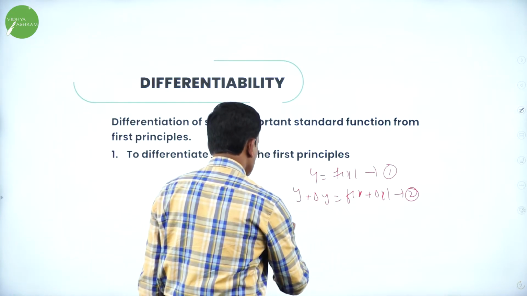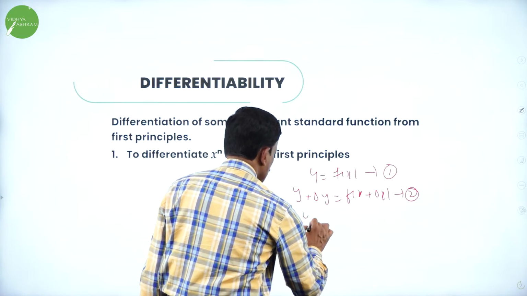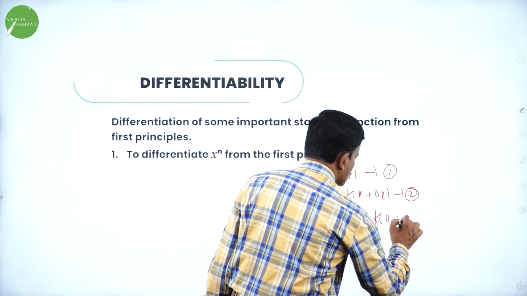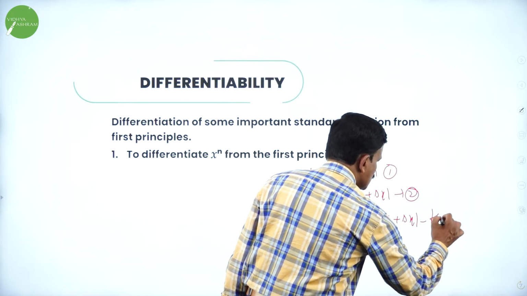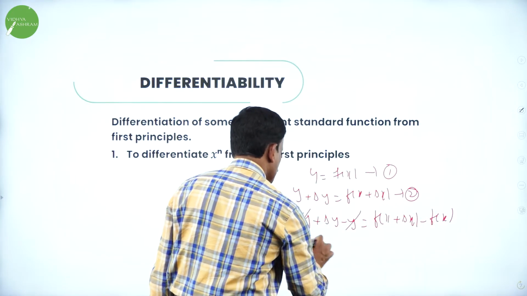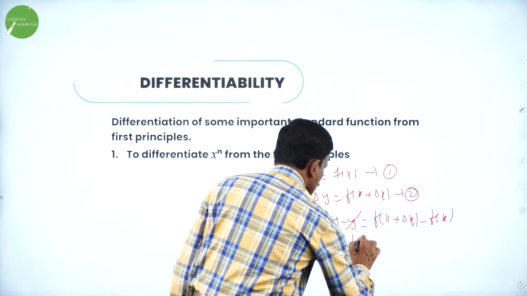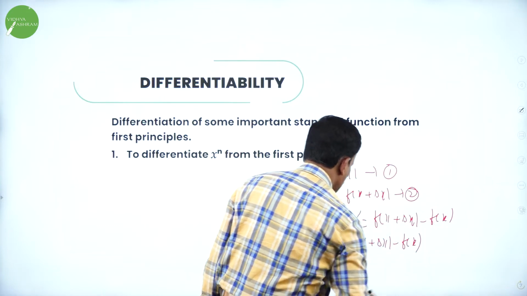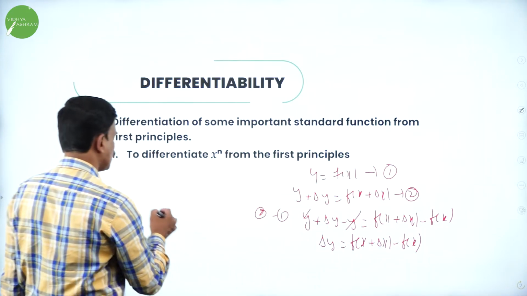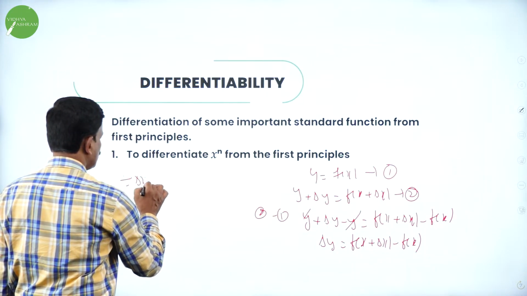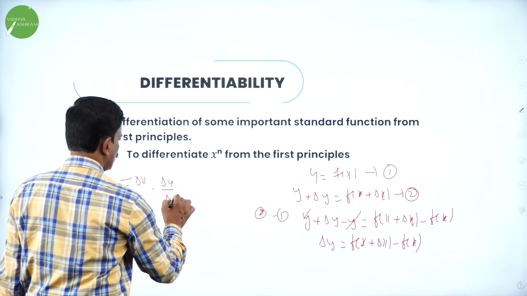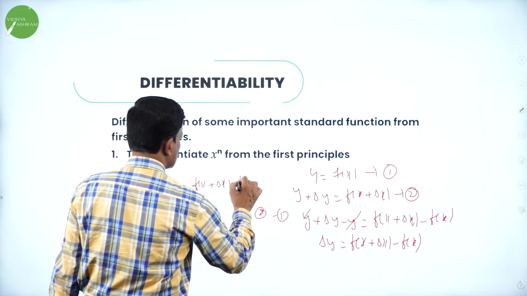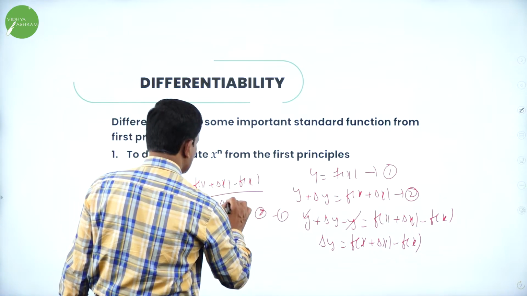Now, equation 2 minus equation 1 gives y plus delta y minus y is equal to f of x plus delta x minus f of x. So minus y plus y gets cancelled. Delta y is equal to f of x plus delta x minus f of x. Now divide both sides by delta x. Delta y by delta x is equal to f of x plus delta x minus f of x, divided by delta x.